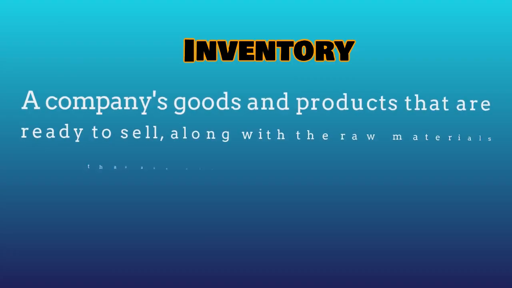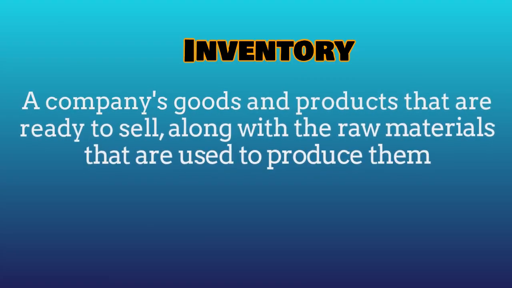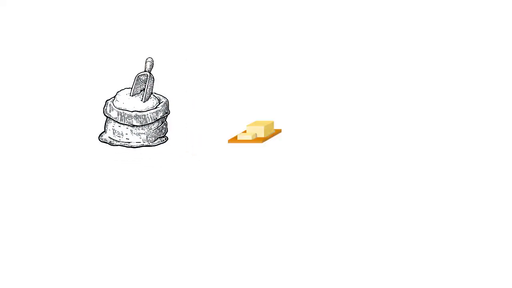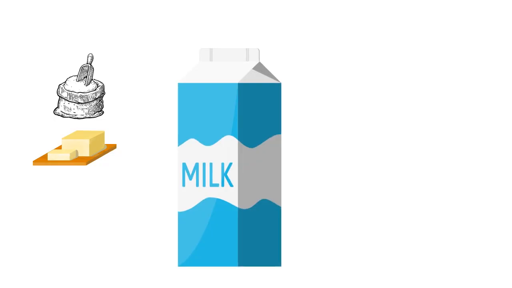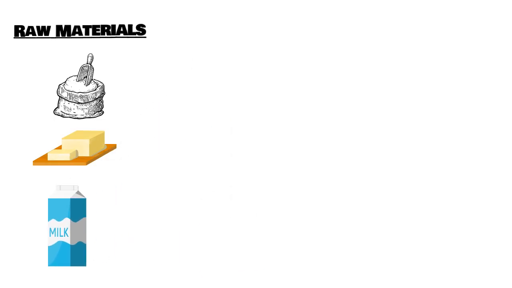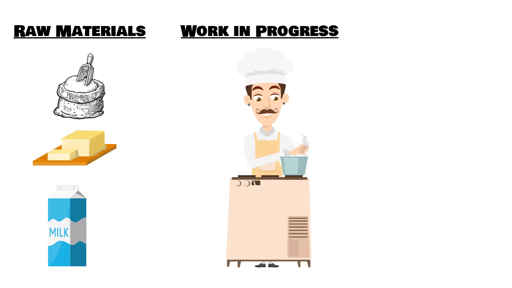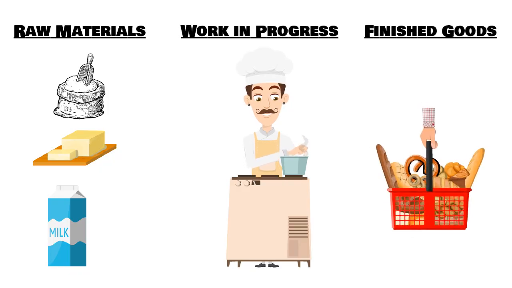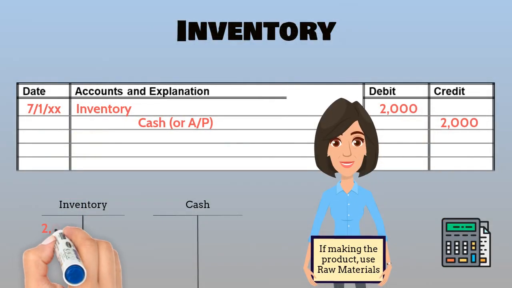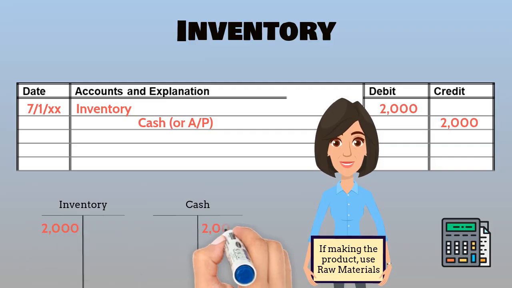Inventory is a big one, and there's a whole series of videos just on this topic. Inventory is a company's goods and products that are ready to sell, along with the raw materials that are used to produce them. There are three categories of inventory when your company is making the products: raw materials, which are purchased to make the product, work in progress for the items being made, and finished goods or the products ready for sale. The journal entry to buy materials is a debit to inventory and a credit to cash or accounts payable.